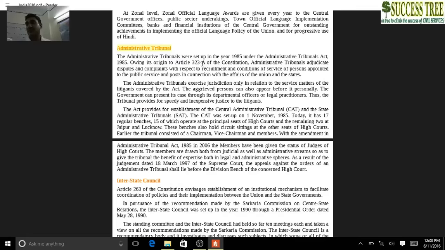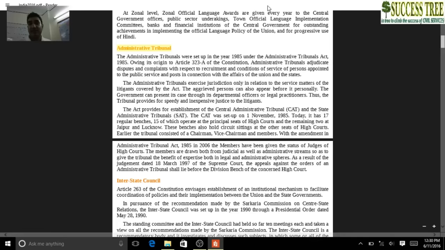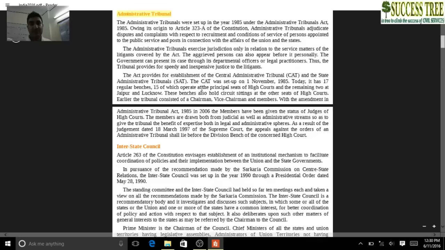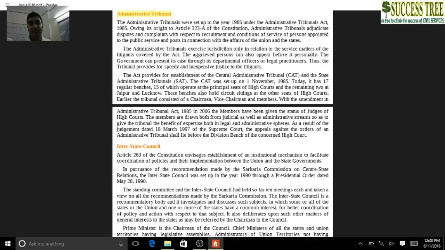disposal of the cases regarding the administrative cases where any person is having grievances or any issues with respect to government decision, the departmental decision, whatever. They can approach administrative tribunal. So you have central administrative tribunal, state administrative tribunals, different tribunals we have. So under 323A, and 323B also talks about another kind of tribunal.